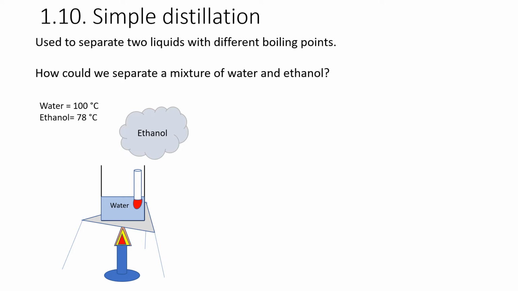However, the water within the mixture would not boil. The water doesn't boil until 100 degrees C. So as long as we kept the temperature of the mixture between 78 degrees C and 100 degrees C, we would boil off only the ethanol and therefore leave the water behind. We would therefore have effectively separated the ethanol and the water.